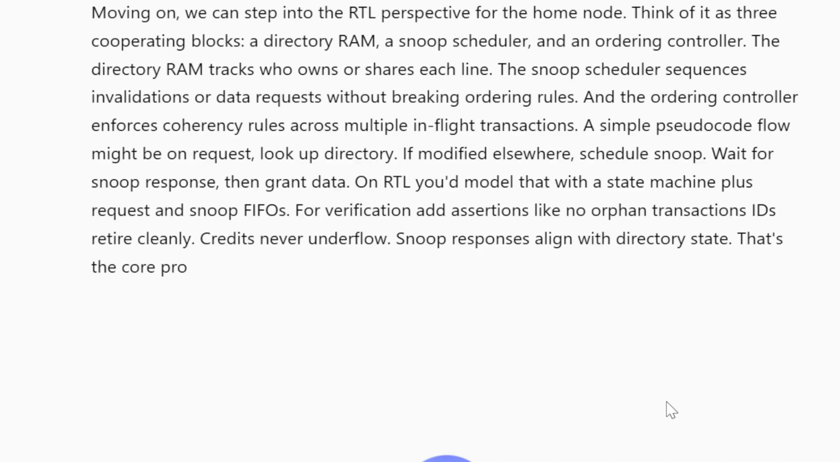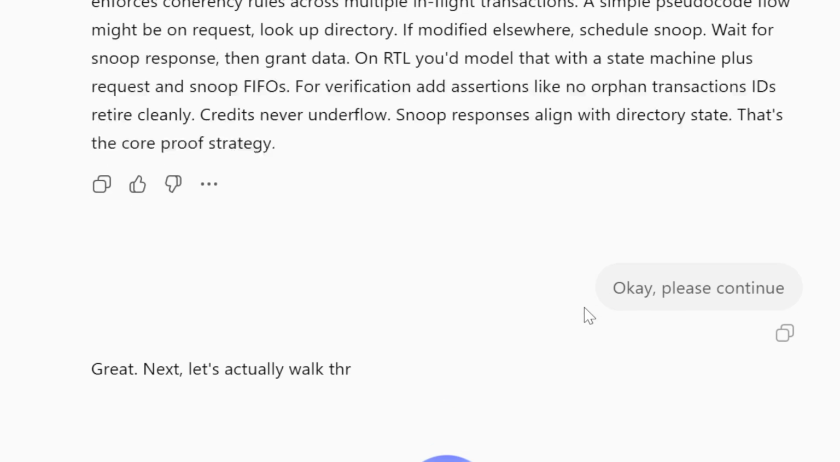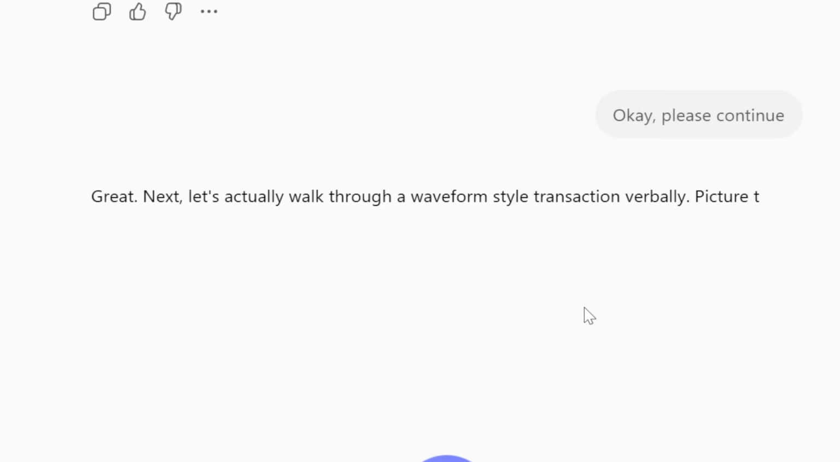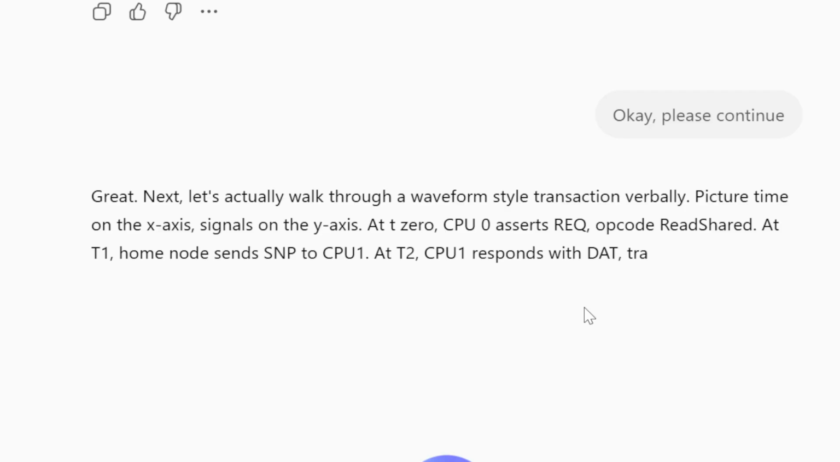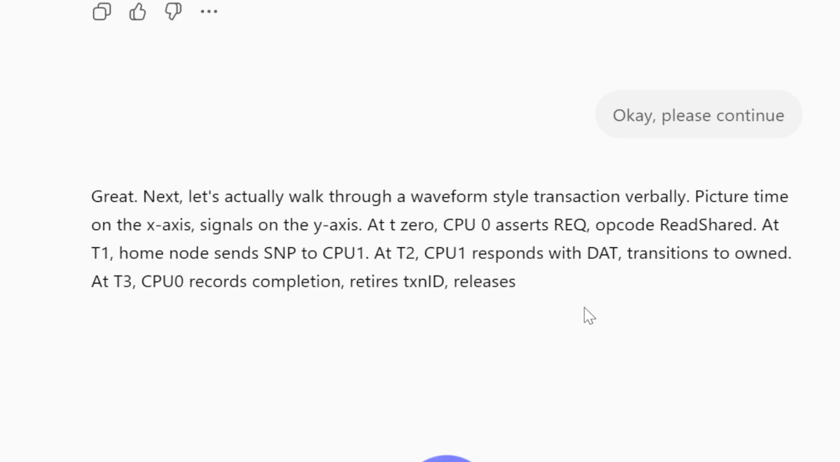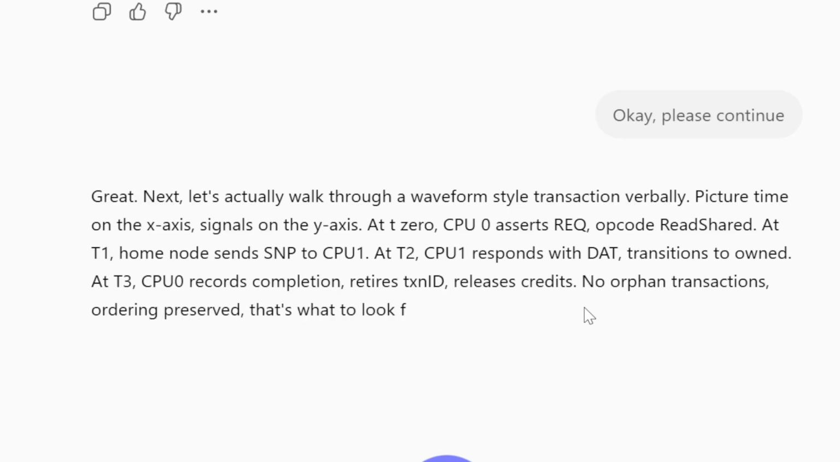Okay, please continue. Great. Next, let's actually walk through a waveform style transaction verbally. Picture time on the x-axis, signals on the y-axis. At T0, CPU 0 asserts REQ opcode read. At T1, home node sends snoop to CPU 1. At T2, CPU 1 responds with data. Transitions to owned. At T3, CPU 0 records completion, retires TXN ID, releases credits. No orphan transactions, ordering preserved. That's what to look for in waves.